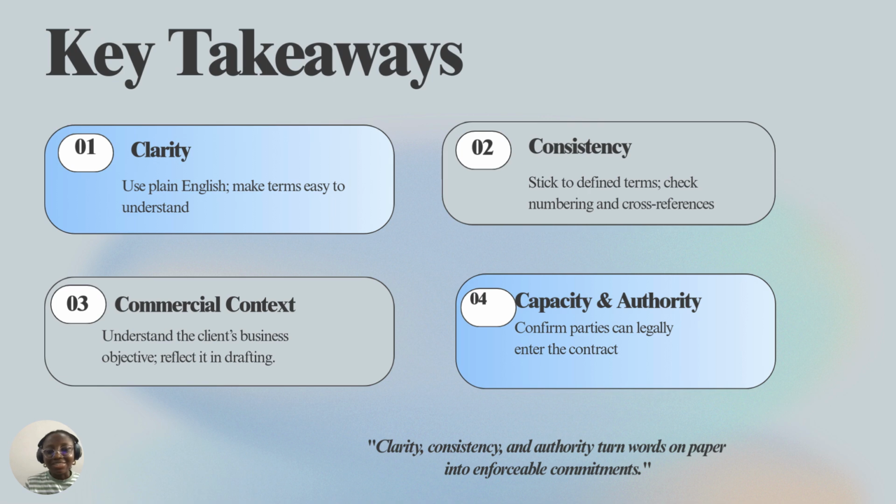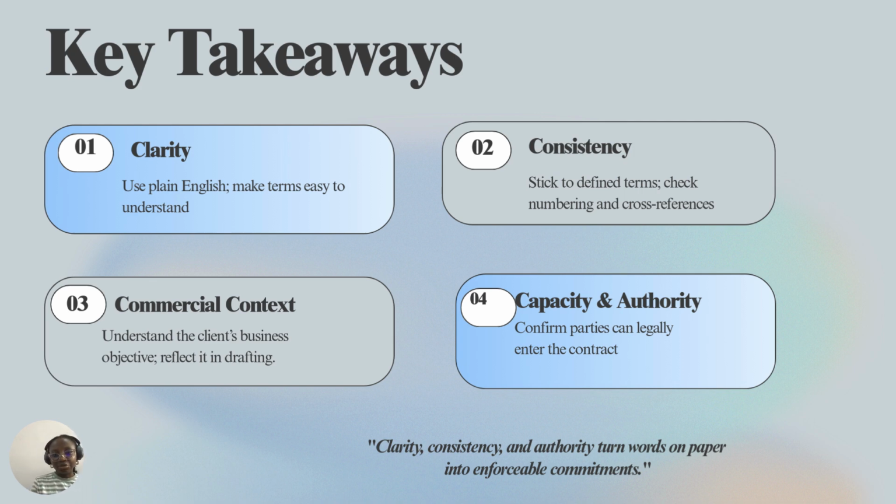Then also look at the commercial context. This is very important, like very important. You need to understand the client's business. What is the objective? Before you review an agreement, you should even get on a call with the business teams and ask them, what's the purpose of this agreement? What are we trying to achieve? Do you understand? That way, when you're reviewing it, it will reflect in your drafting, it will reflect in the work you're doing to make sure that you're protecting your company's interests.